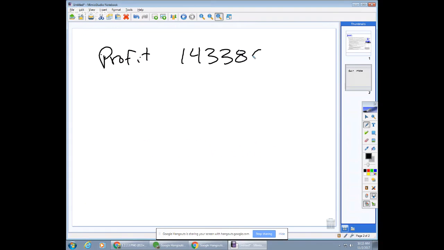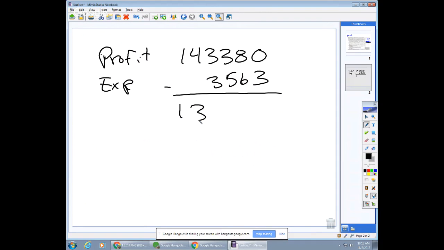Of 143,380. And then he has some expenses. I'm thinking we should take those off. So what are his expenses? 3,563. Okay, so we'll do that subtraction. Anybody with a calculator handy? 139,817. Okay, so this is the amount of money that we're going to base his self-employment tax on.